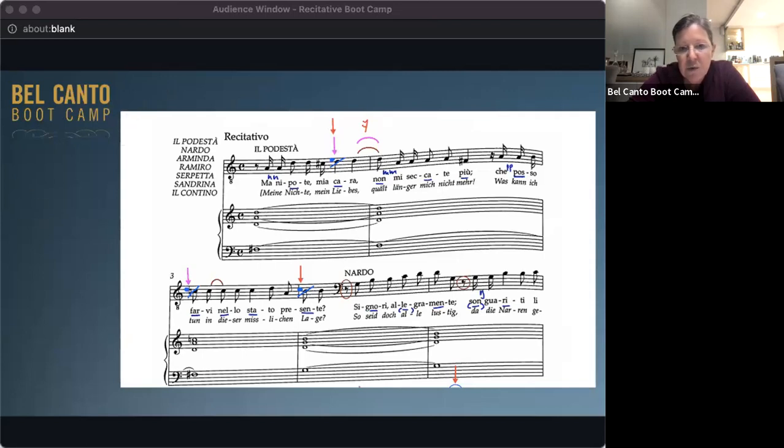Here, if I look at my dark red, I can see the first line of the versi sciolti is "Ma nipote mia cara." The next line is "Non mi seccate più che posso farvi." The next line is "Nello stato presente." Then there's a circle around the rest, so I know the next line is "Signore allegramente," new line, and so on. Makes sense to everybody? Scream to me if it doesn't.